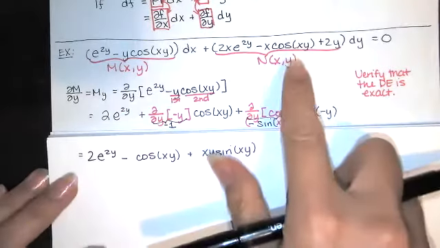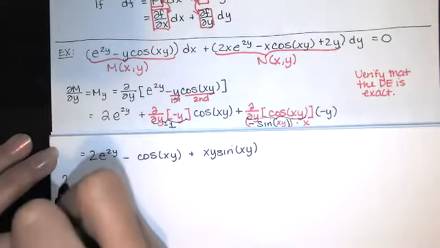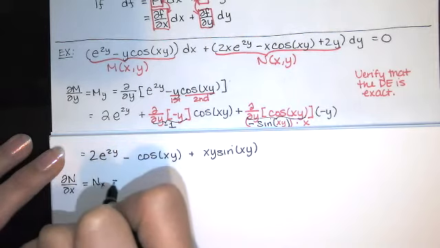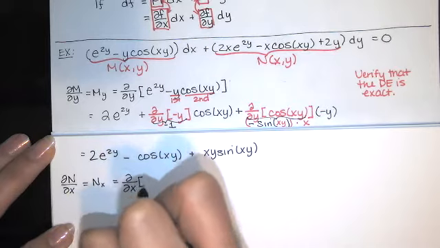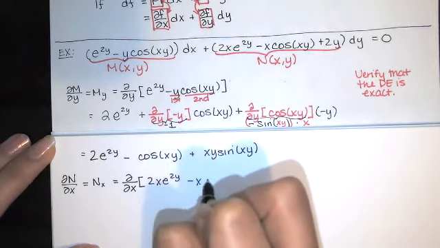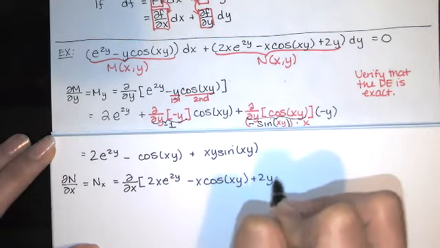Now we want to take the partial of N with respect to x, and our hope is that we get exactly the same thing. The partial of N with respect to x, or in subscript notation, N sub x, is the partial with respect to x of this function, 2x times e to the 2y minus x times cosine of xy plus 2y.